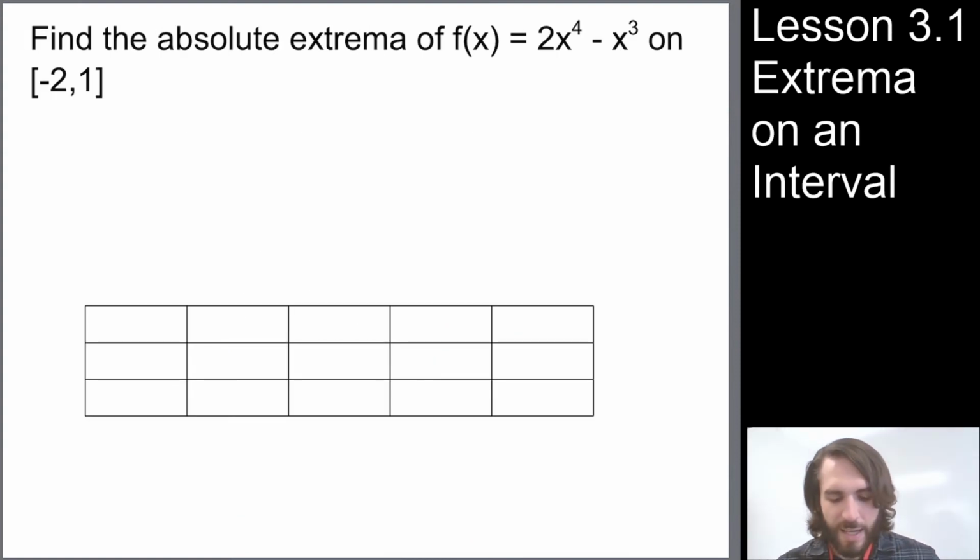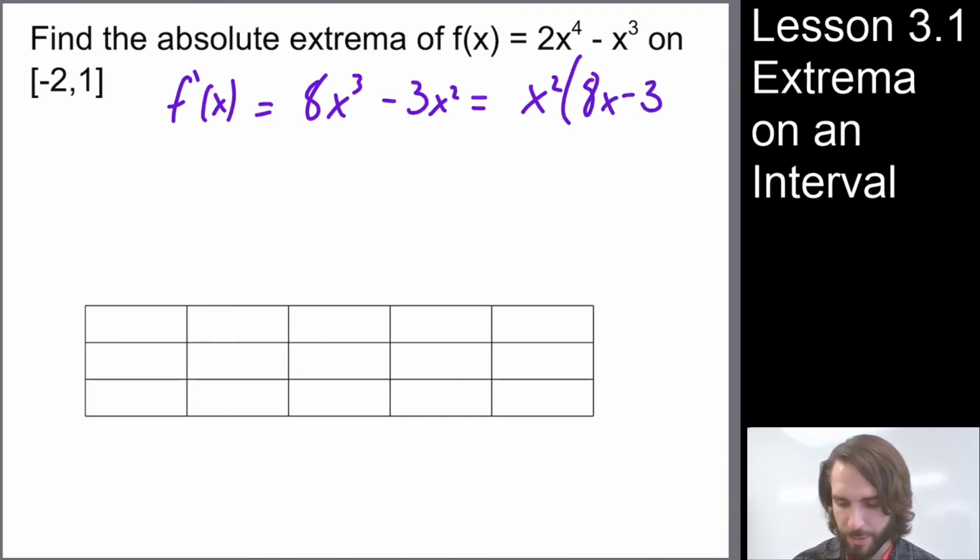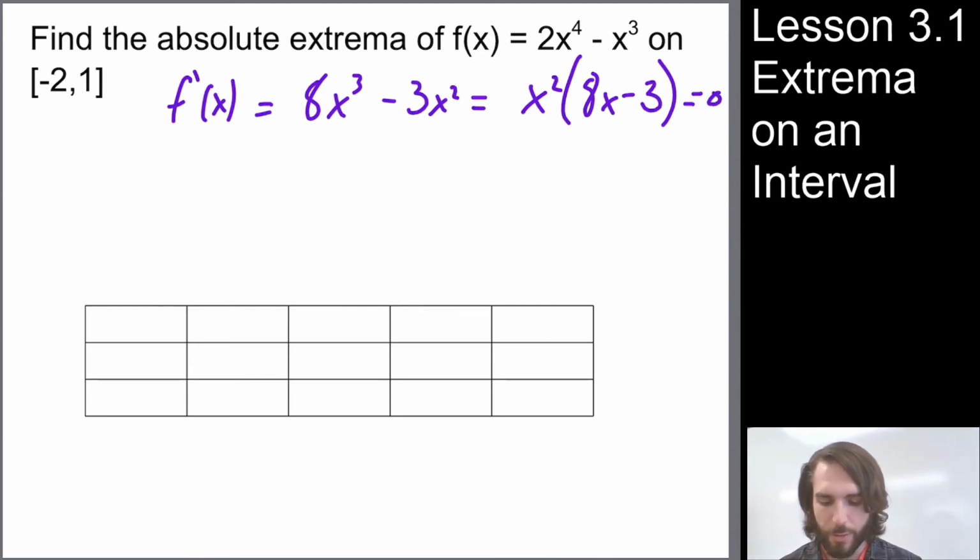All right, find the absolute extrema of f of x equals this on negative 2 to 1. So let's take the derivative. We don't need to graph these things because we know now that critical numbers are where the derivative equals 0. This is 8x cubed minus 3x squared. Let's go ahead and factor. So that's going to be x squared times 8x minus 3. Okay, so our critical numbers, we're going to set that equal to 0 and solve. Our critical numbers will be at x equals 0 and x equals 3/8.